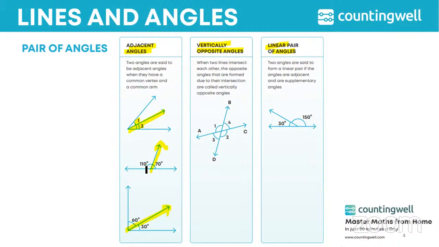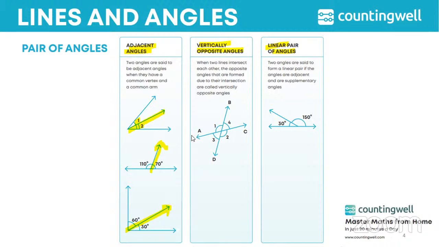Note that angles measuring 110 and 70 degrees form a pair of supplementary angles as the sum of their measures is 180 degrees. Whereas for the third figure, the angles measuring 60 degrees and 30 degrees form a pair of complementary angles as their sum is 90 degrees.